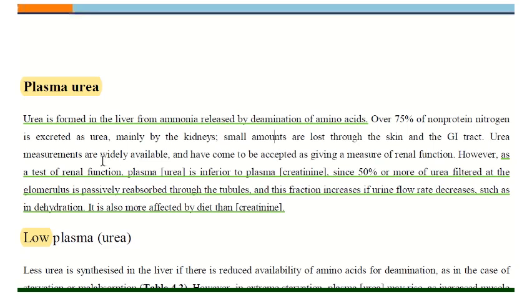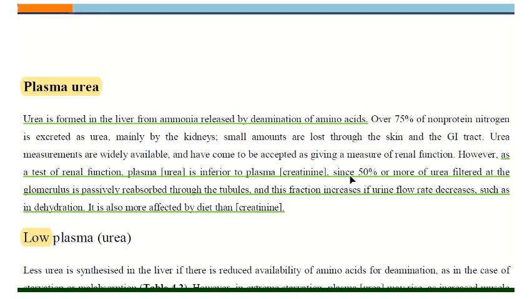Urea measurements are widely available and have come to be accepted as giving a measure of renal function. However, as a test of renal function, the plasma urea concentration is inferior to plasma creatinine concentration. إذن ومع ذلك كتحليل للrenal function فالplasma urea concentration is inferior to a plasma creatinine concentration.